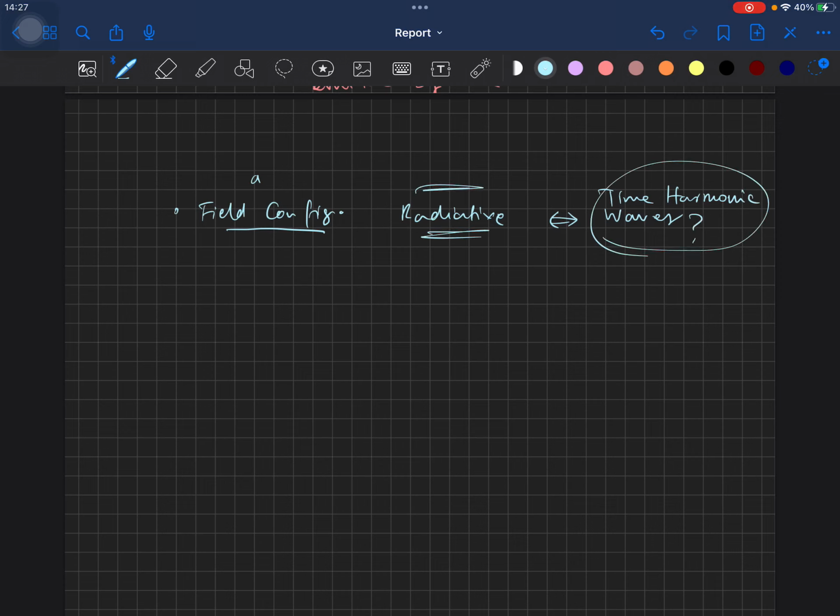I don't think so, because we've already seen stuff in EM2. We solved some configurations where it actually doesn't have time harmonic waves, but space harmonic or time harmonic waves, but it's still the power radiated at infinite distances is still non-zero.